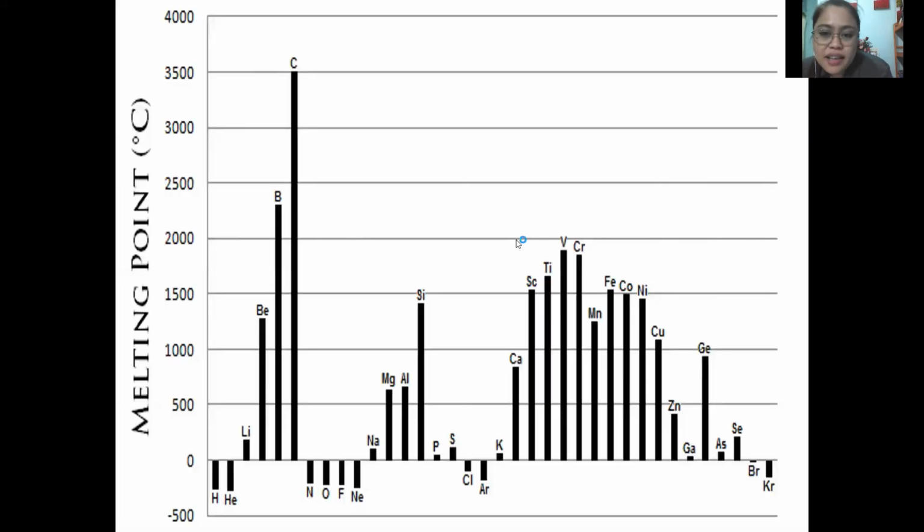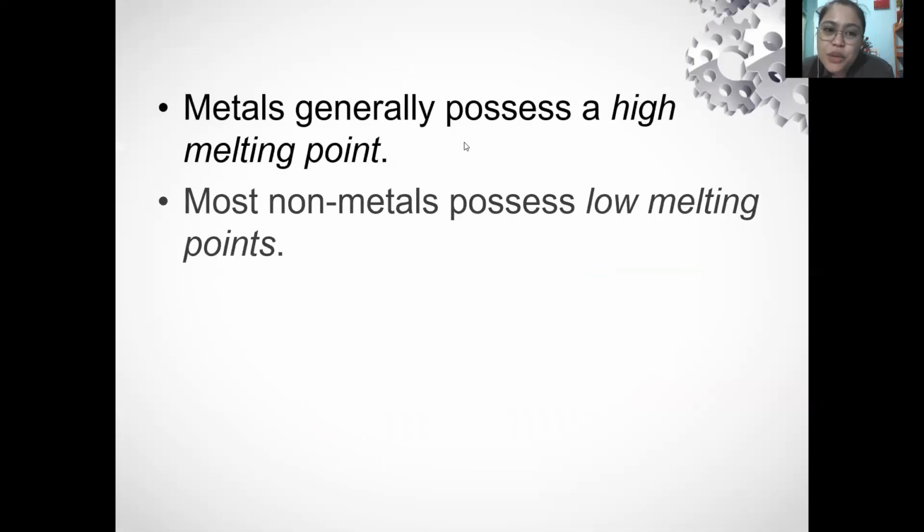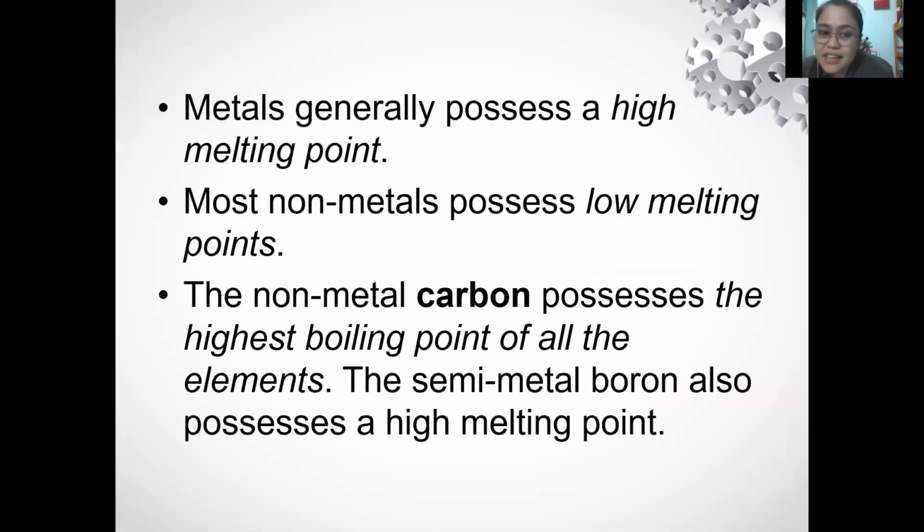So, as you can see, ito yung mga melting points ng ating mga elements. Ang nakikita nyo dyan, carbon has the highest melting point. The rest, erratic na. So, again, wala talaga siyang sinusunod na trend sa periodic table. You just have to take note that metals generally possess a high melting point. So, basta metal, mataas yan yung melting point nila.